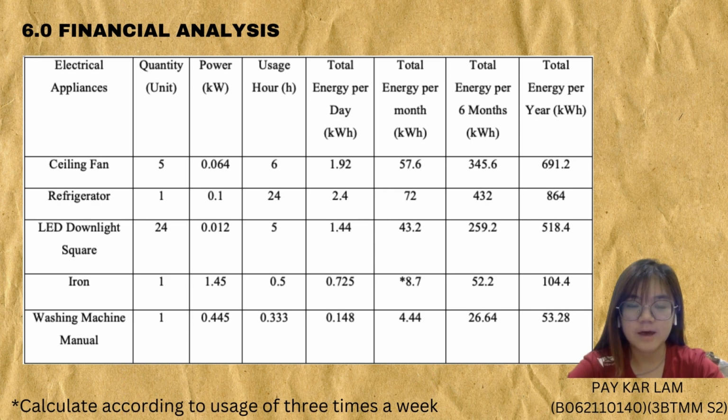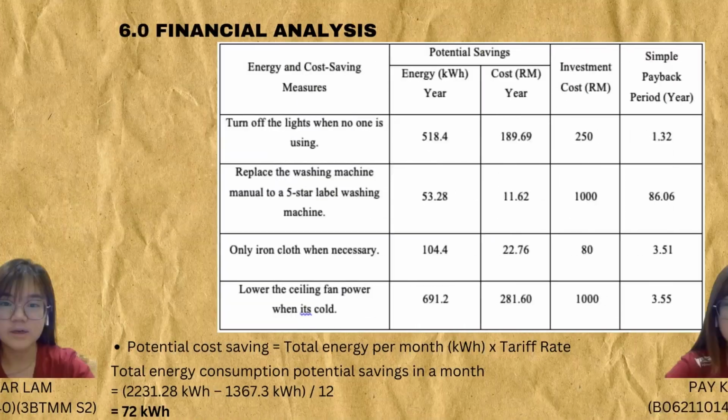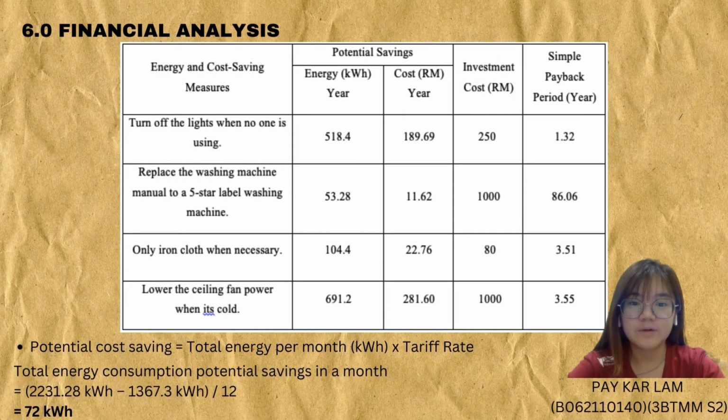For financial analysis, we'll be taking one example, which is ceiling fan. For example, it has 5 alternatives, so overall the total energy per year will be 601.2. And the potential saving will be looking at the measures of lowering the ceiling fan power when it's cold. So the overall total is 691.2, and the potential cost saving will be the total energy per month times tariff rate, and tariff rate will be according to the TNB, so the total will be 281.6.